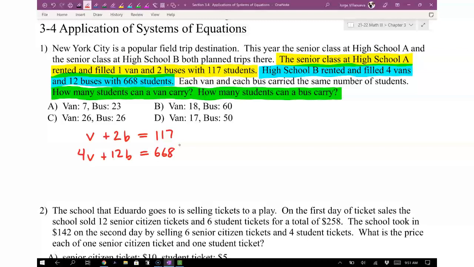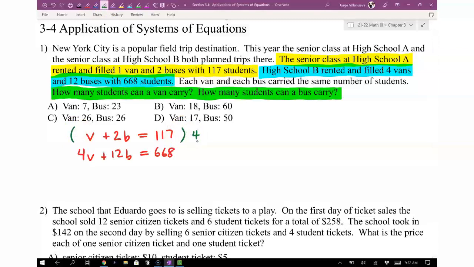And then that sentence I didn't underline says each van and each bus carried the same number of students. Well, that's fine. They will all carry an equal number of students per bus, per van. But it says how many students can a van carry? How many students can a bus carry? So I'm going to use elimination if you guys don't mind. I'm going to multiply the top equation by 4 because I want to get rid of my v variable.